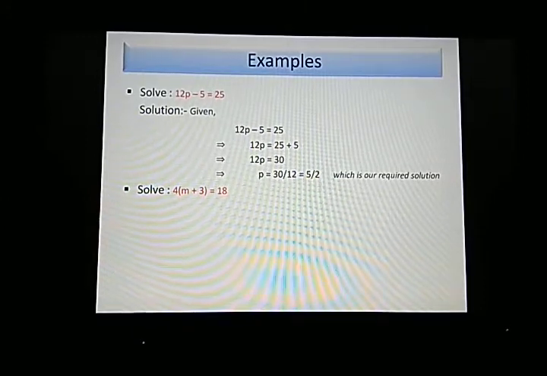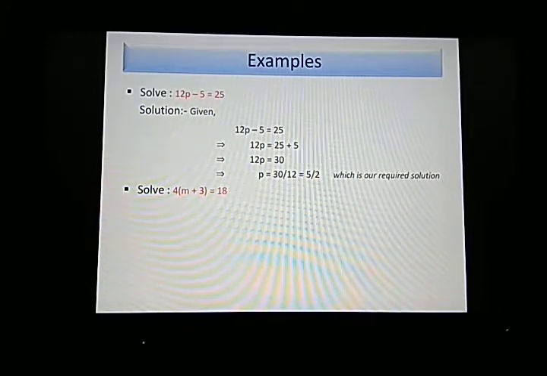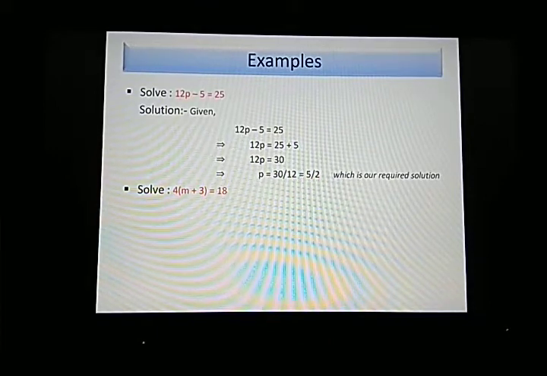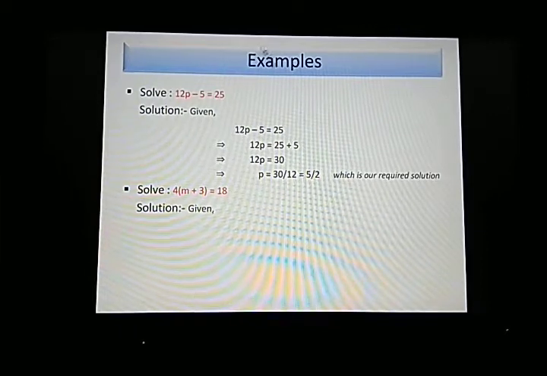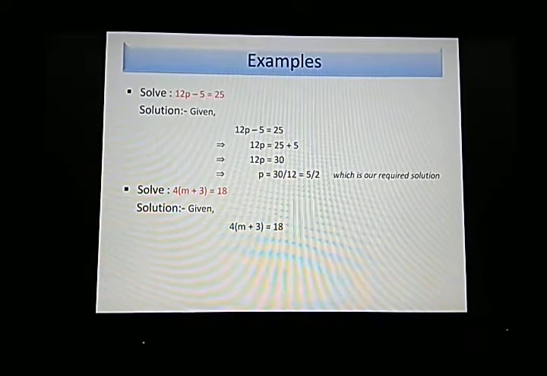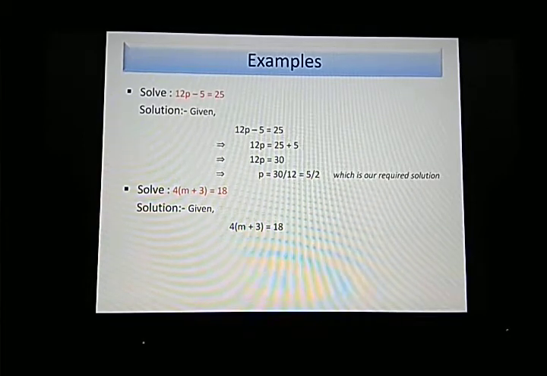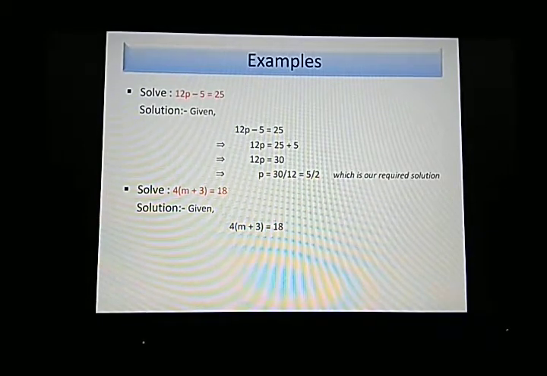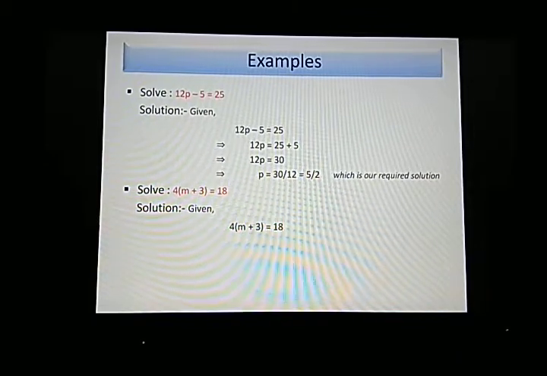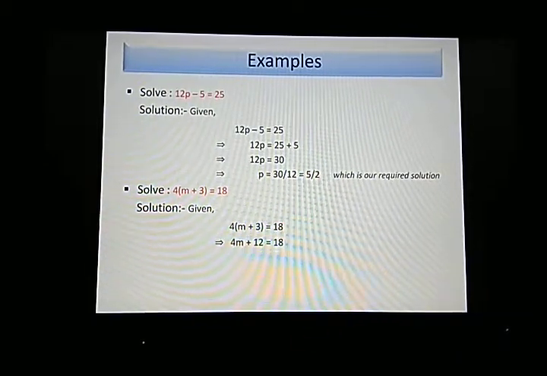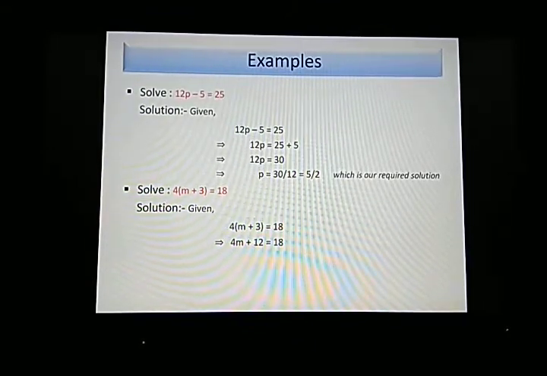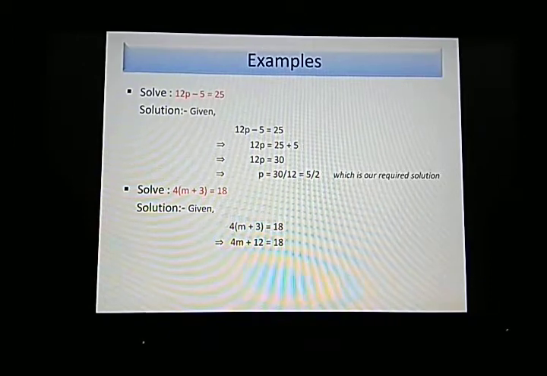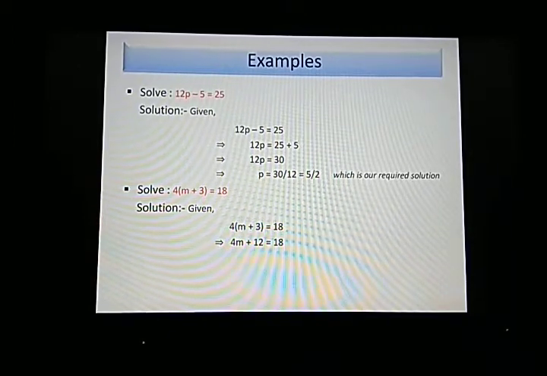The next example is 4 in bracket m plus 3 is equal to 18. Now how to solve this? First of all we have to multiply what is given in the bracket with 4. So let us see how to do that. First of all we will multiply 4 with m, so we get 4m. Then next, what is the symbol given? Plus. Next we will multiply 4 with 3, so 4 into 3 is 12. So we got on the left hand side 4m plus 12 is equal to 18.